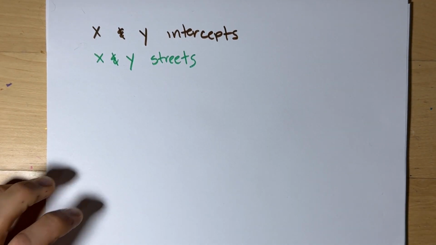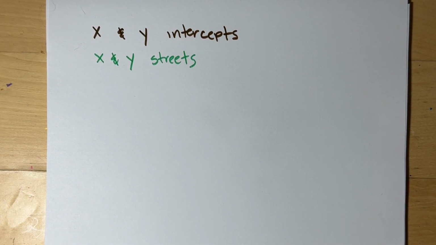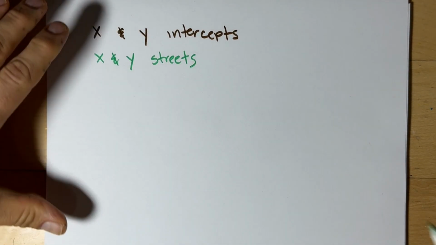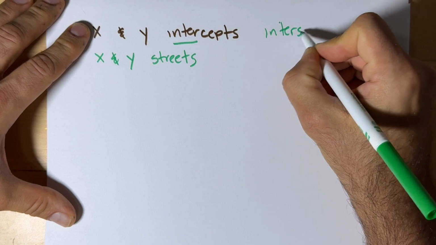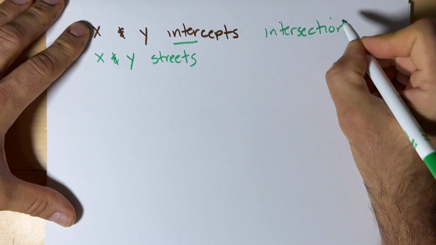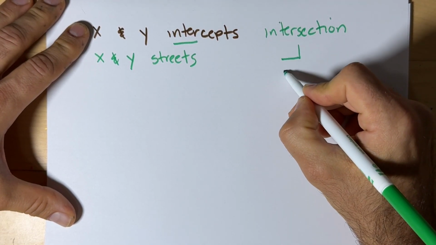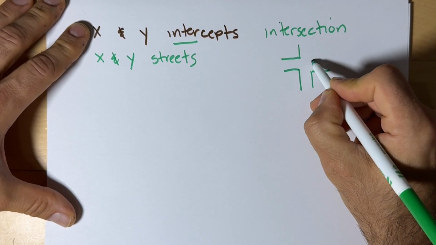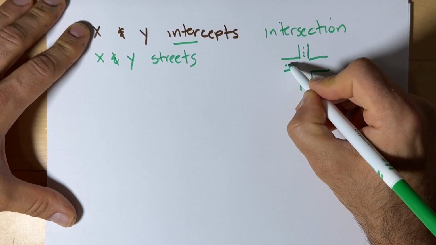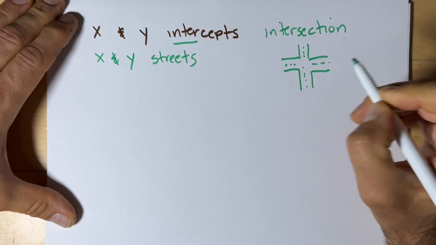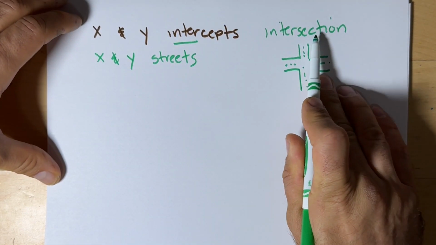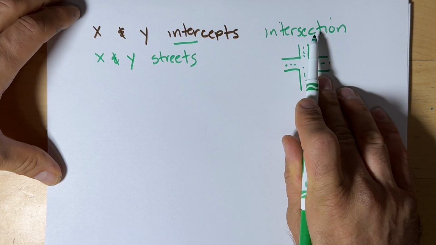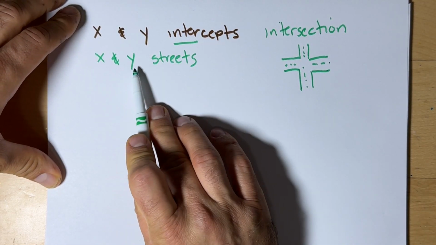How to get to X and Y Street. So an intercept, if we think of the word intersection in streets, we're thinking about where two streets cross each other. And so an intercept is that same idea. An intercept is an intersection. And so it's where your graph intersects X street and Y street.